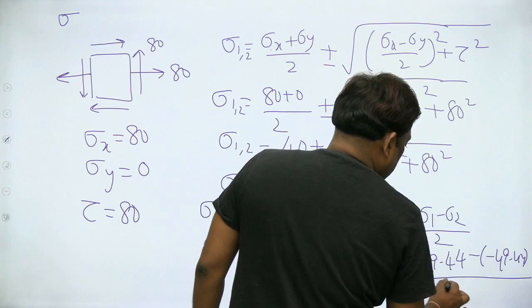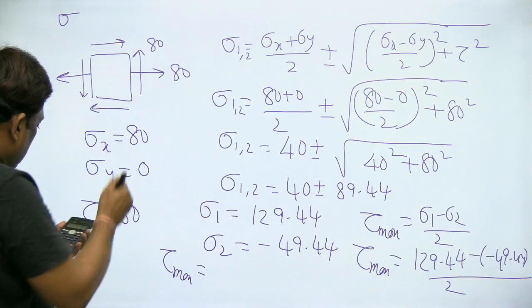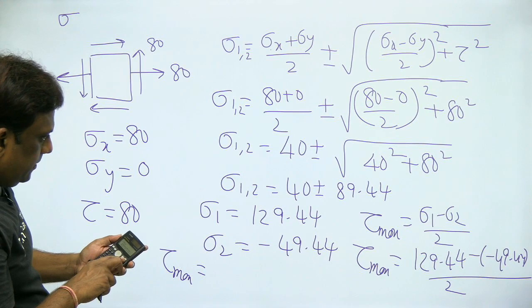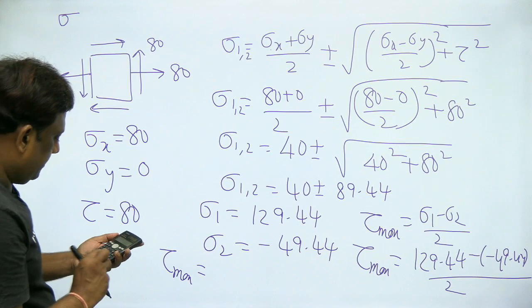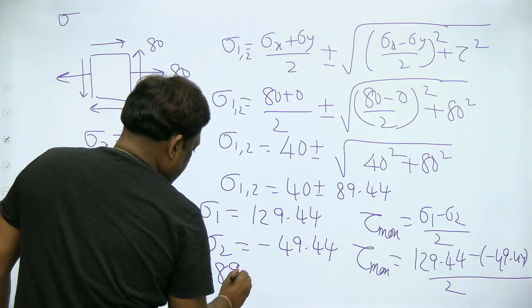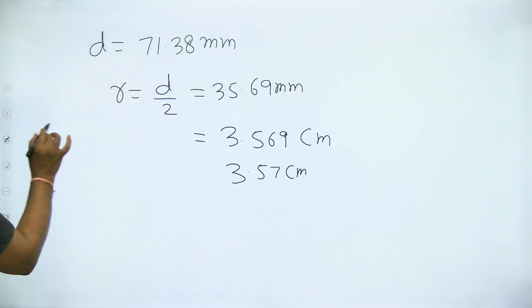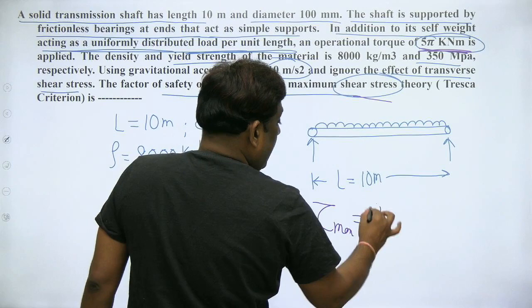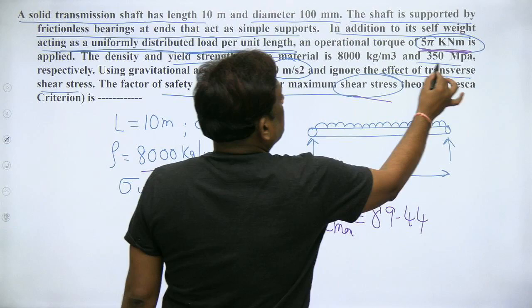If I calculate the maximum shear stress in the actual member, it will be 129.44 plus 49.44, divided by 2, which gives 89.44. This is the maximum shear stress, in megapascal, and the yield stress in tension is 350.